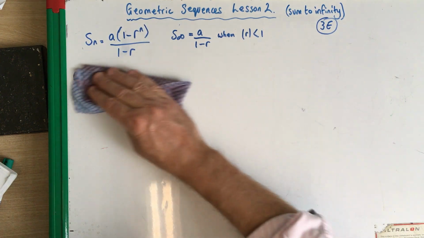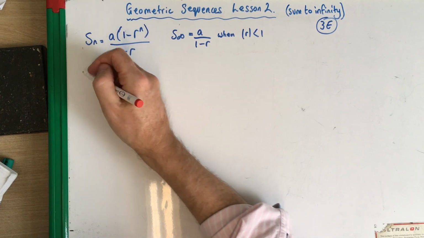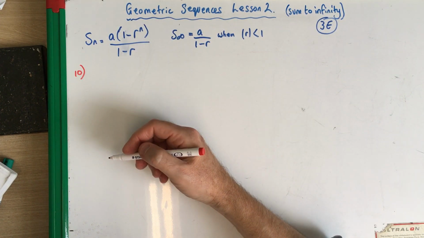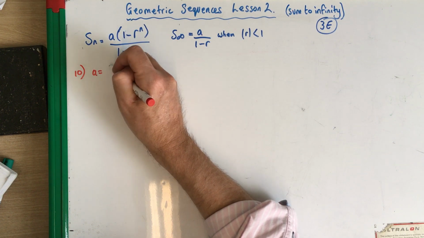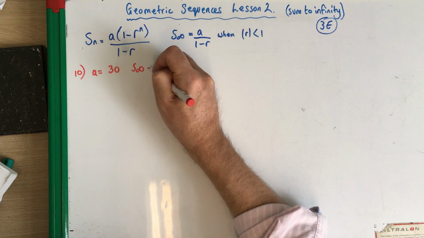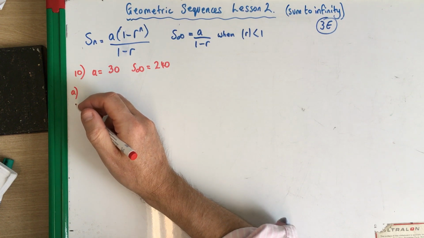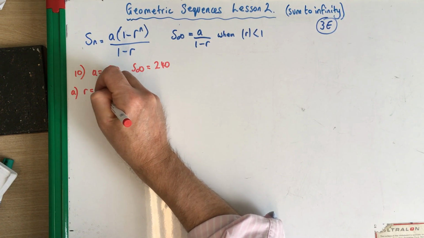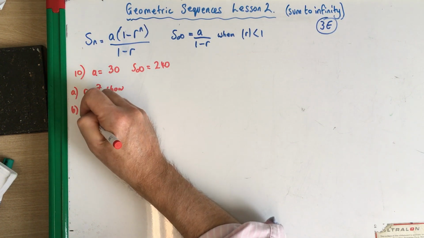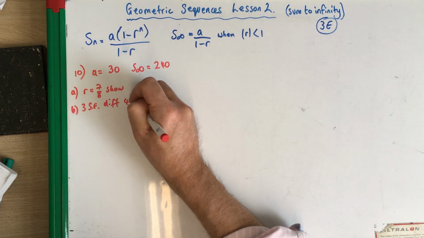And then the last one, they always make the hardest question last. This is question 10 in the sequence. So I'll just do this one and then you can fill in the gaps. It says the first term of a geometric sequence is 30. The sum to infinity of that sequence is 240. And you've got to do parts A, B, C and D. A, it says show that r is 7/8. Got to show that. B, to 3 significant figures, the difference between the 4th and 5th terms.